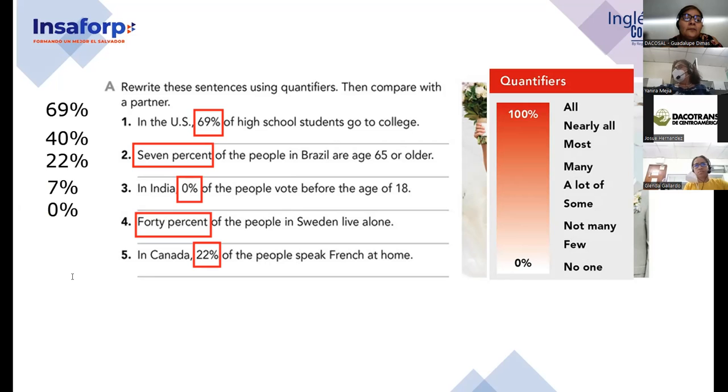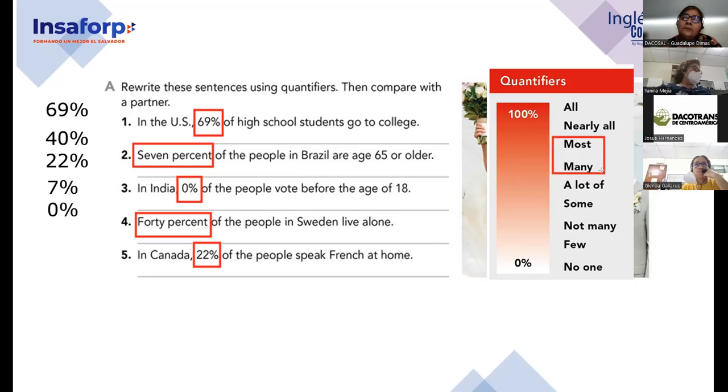69. ¿Cuál usarían ustedes para 69, de acuerdo a mi escala? All, nearly all, most, many. Porque va casi 69%. Most. Many. Ok, most and many. That's okay, si ocupamos most and many. Quedemos acá.